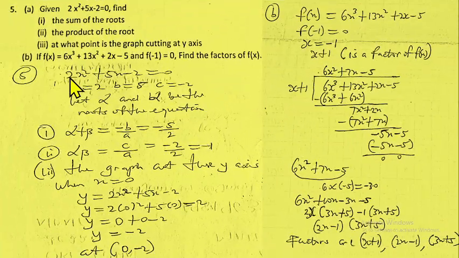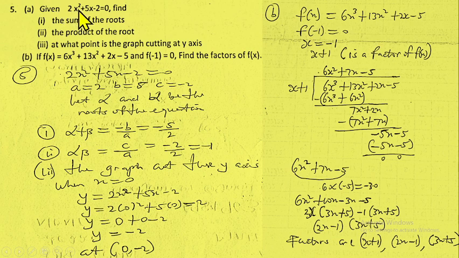Then the last question, which is question number 5. We are given that 2x squared plus 5x minus 2 is equal to 0. We have to find the sum of the roots of this quadratic equation. We also have to find the product of the roots as well. Then at what point is the graph cutting the y-axis? We also have to find that. Then we have to solve number 5b as well.